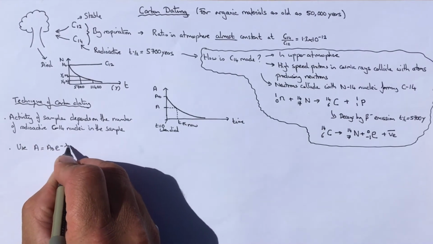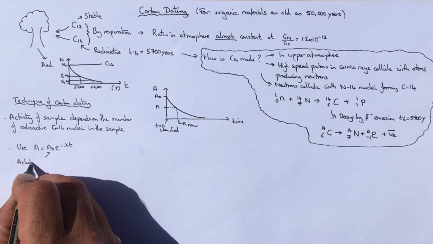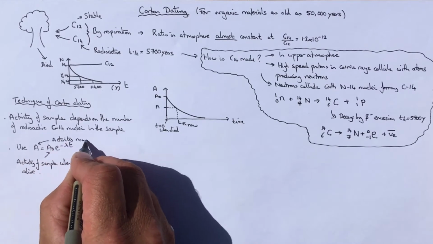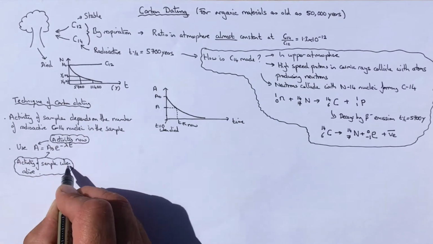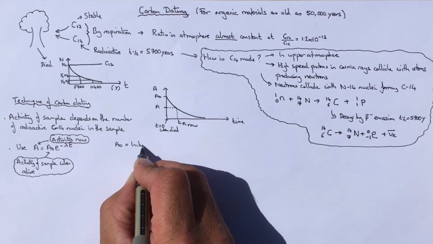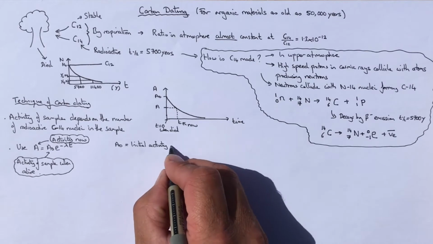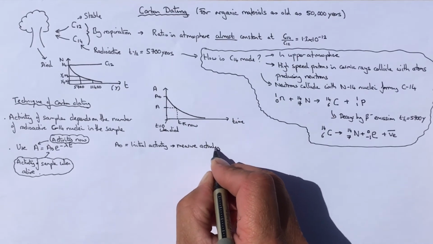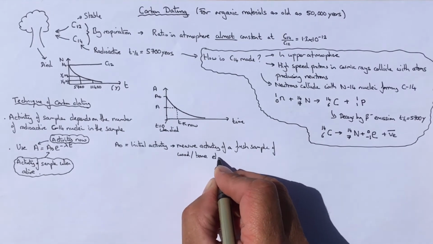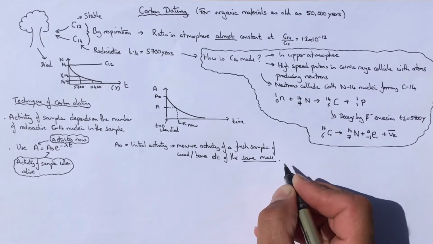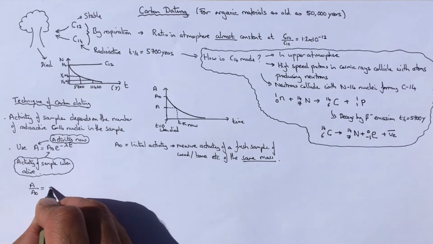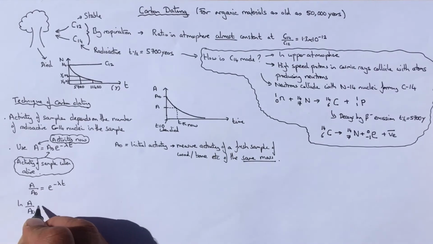Using A equals A naught e to the minus lambda t, where A naught is the activity of the sample when it was alive, and A is the activity now when you're testing it. A naught is the initial activity, which was the activity of the sample when it died. Now we can estimate it pretty accurately by measuring the activity of a fresh sample of the same material, e.g. wood or bone of exactly the same mass as the sample we're testing. Rearranging the exponential equation and taking logs to the base e gives us an equation for time.